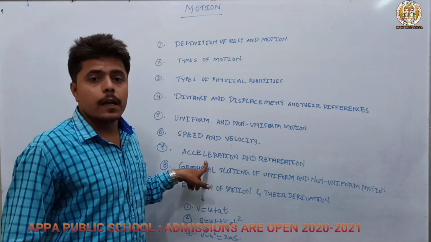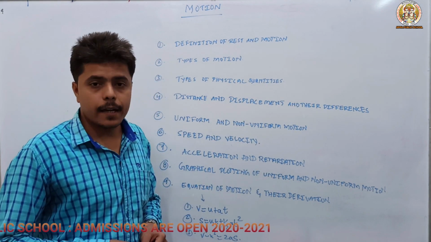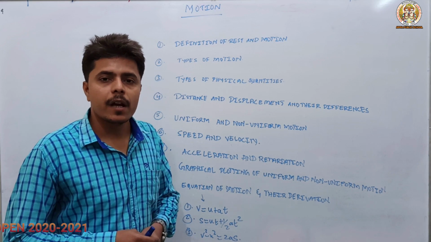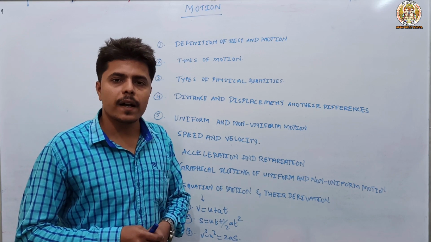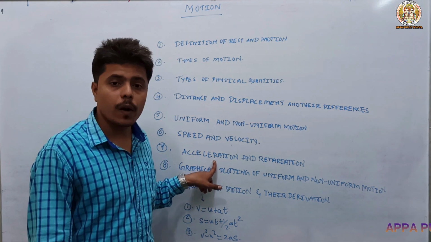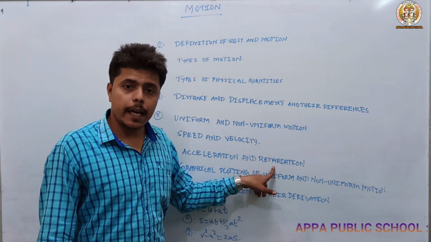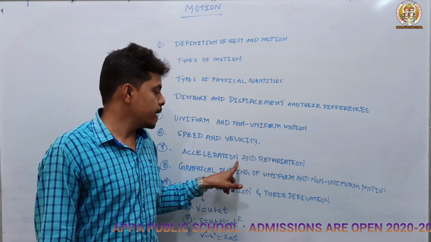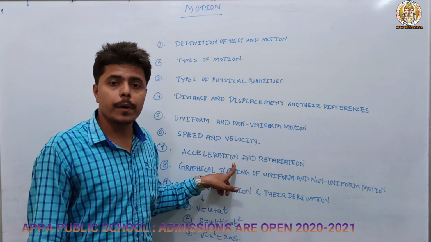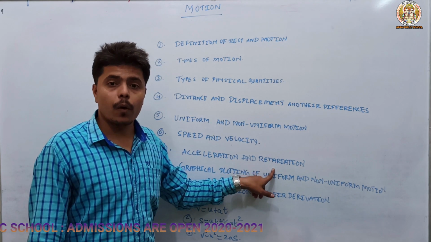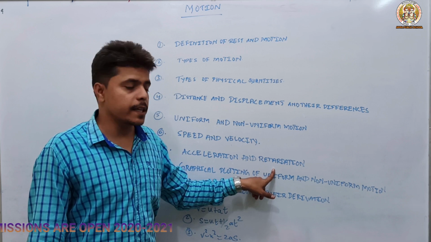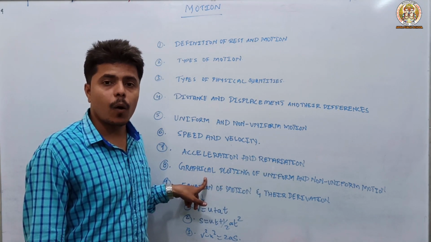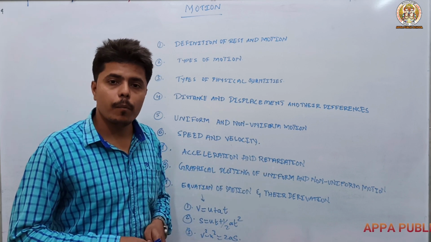Now the next content is acceleration and retardation. Acceleration means the rate of change of velocity with respect to time. It is given by small a. Negative acceleration is called retardation. The SI unit for acceleration is meter per second square, and the SI unit for retardation is minus meter per second square.